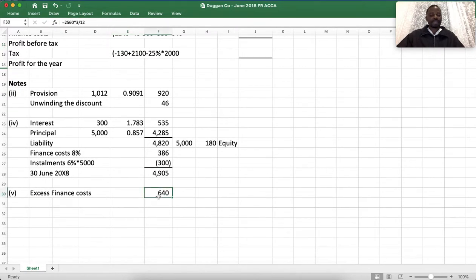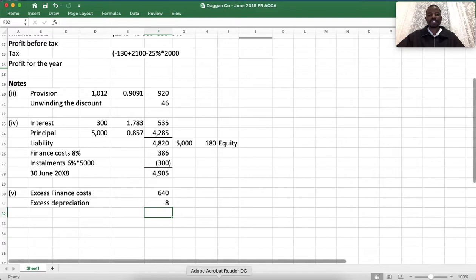Also, this affected depreciation. So there is excess depreciation that was charged. So we need to reverse the depreciation. The depreciation that was charged was for 3 months. So we'll say 640 multiplied by 3 out of 12 multiplied by 1/20.